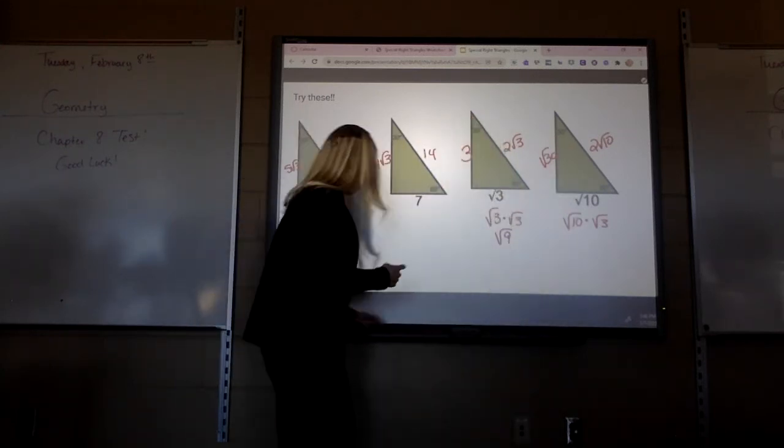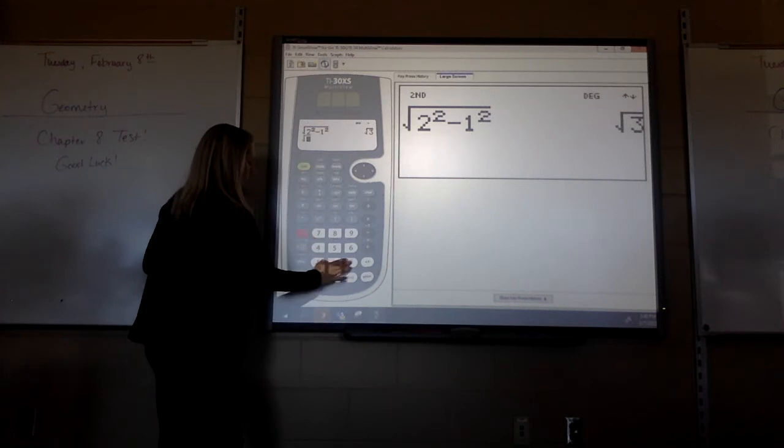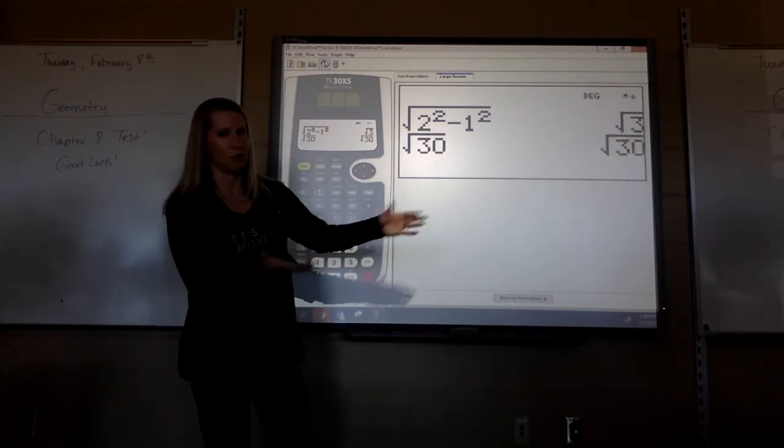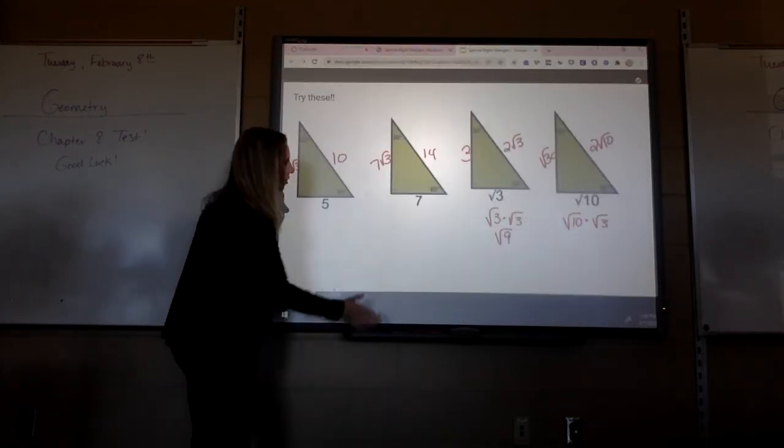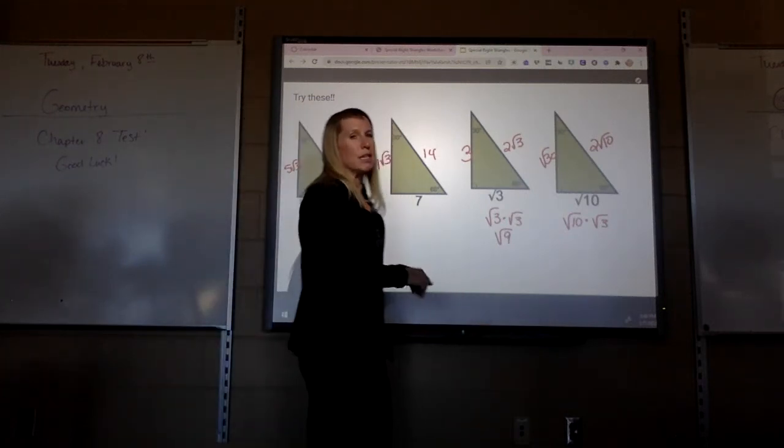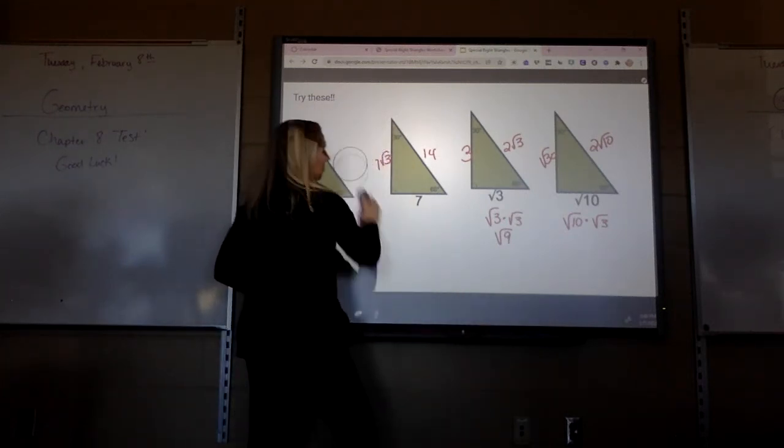If you're unsure, you can always use the calculator. Radical 30 is radical 30. And you could even multiply it out. So it's easy if you know the short leg.